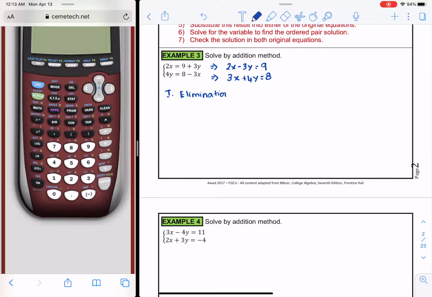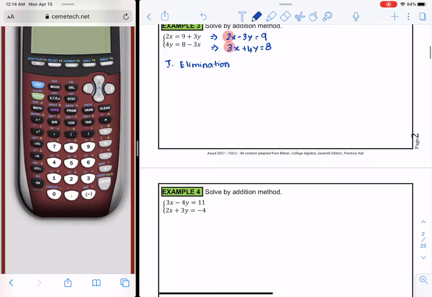And I find x to be the easier variable to eliminate. So I want to come up with a common factor between 2 and 3. That is going to be 6. So I am going to multiply the first equation by 3 on both sides.